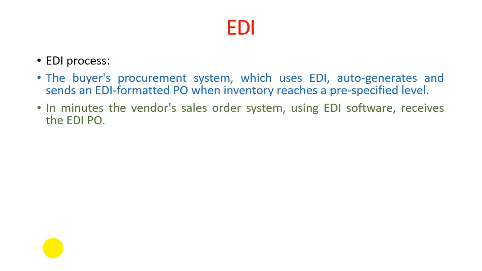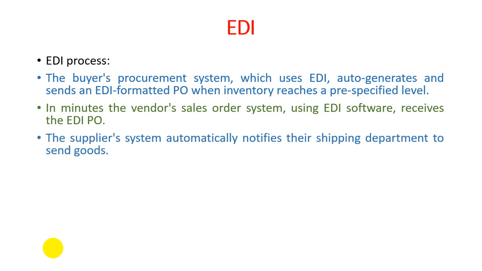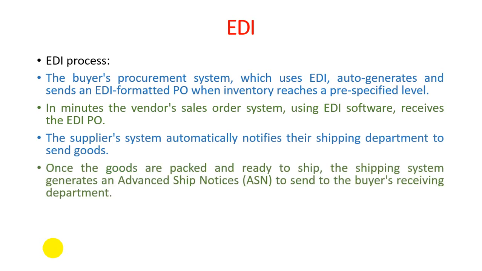In a minute, the vendor's sales order system using the EDI software receives the EDI PO. It means that after a successful PO, or purchase order, they get an EDI PO from the receiver's end, so they can provide confirmation that your order has been successfully received. The supply system automatically notifies the supplier department to send goods as per the purchase order, and once the goods are packed and ready to ship, the shipping system generates an advance ship notification, ASN, to send to the buyer's receiving department. So it is nothing but a confirmation that your order has been successfully placed, or we can say your order has been successfully produced by the warehouse department.